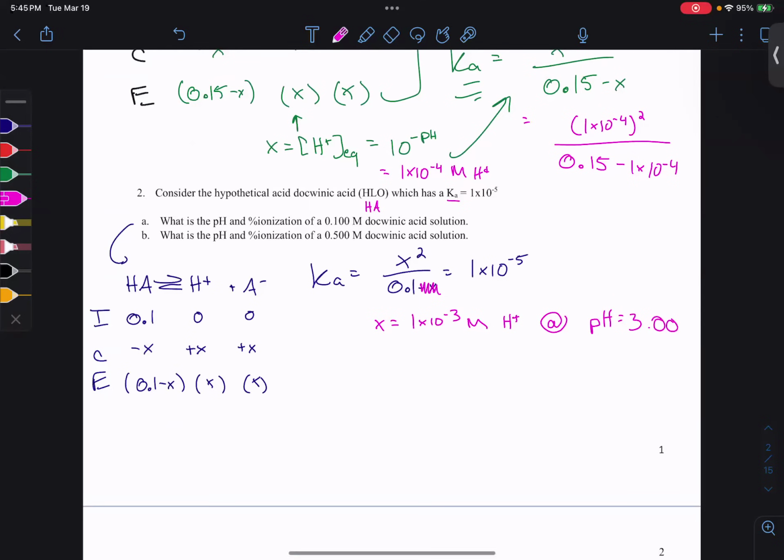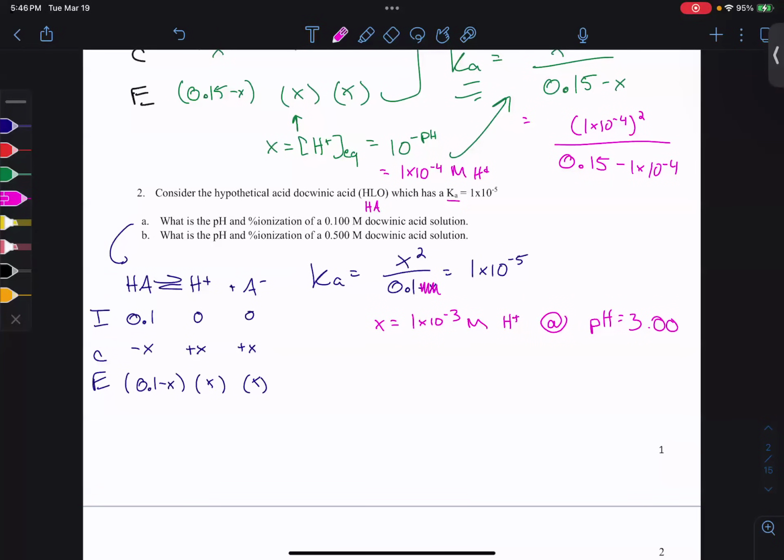So for this follow-up question, B, it's the same acid. I'm asking you the pH, but look, the concentration's more. So what does your intuition say about the acid? The more concentrated one, will it be more or less acidic than our previous answer? It's going to be more acidic because it's more concentrated. Add more acid to solution, it's going to be more acidic. It's going to have a lower pH.